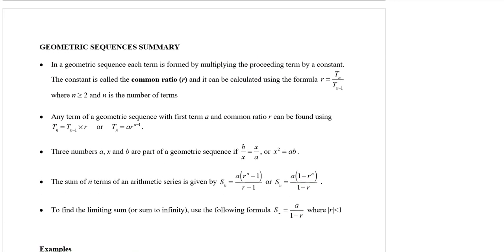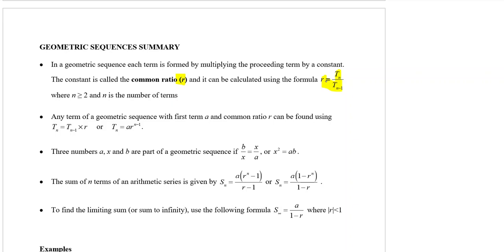On to the geometric sequences. A geometric sequence is formed by multiplying by a constant ratio or a common ratio, which we call R. R can be calculated by dividing two consecutive terms. So it says there T of n over T of n minus 1.